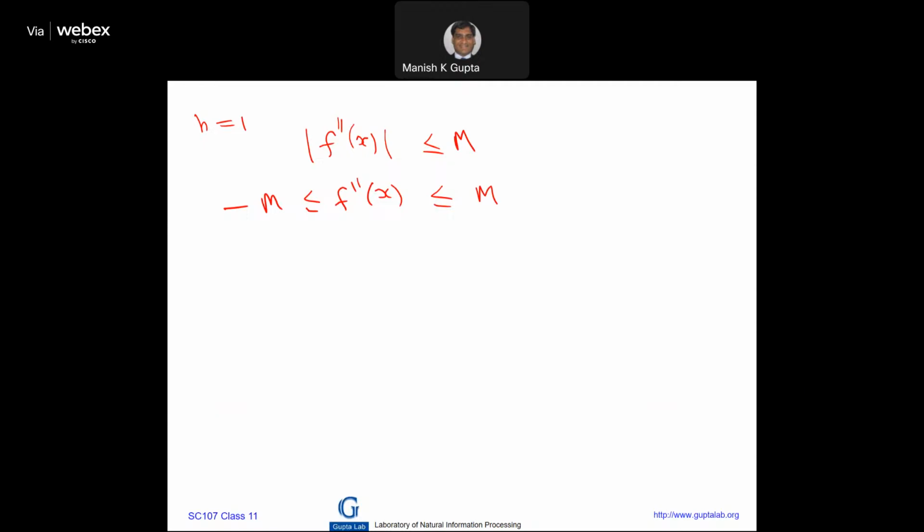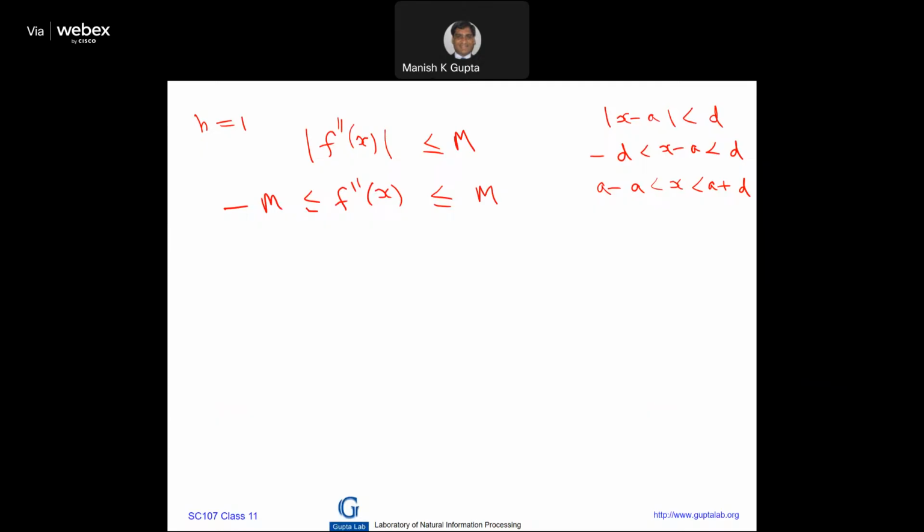Now, for a moment, I am assuming x is bigger than a. So we know that mod of x minus a is less than d, right? That means minus d is less than x minus a is less than d, right? This means a minus d is less than x is less than a plus d. x lies between these values, right?